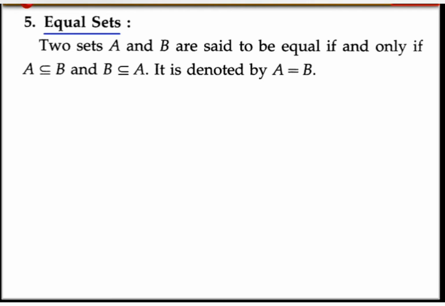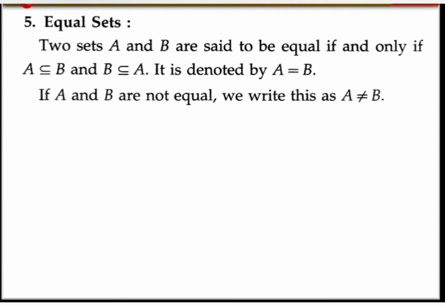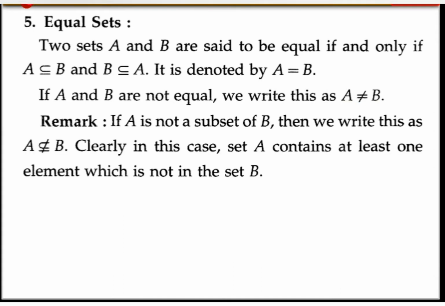Equal sets. Two sets A and B are said to be equal if and only if A is subset of B and B is subset of A. It is denoted by A = B. If A and B are not equal, we write it like this. Remark. If A is not a subset of B, then we write this as A is not a subset of B or like this. Clearly, in this case, set A contains at least one element which is not in the set B.